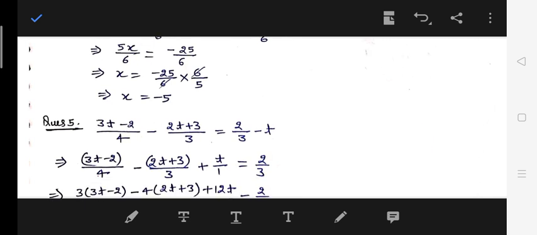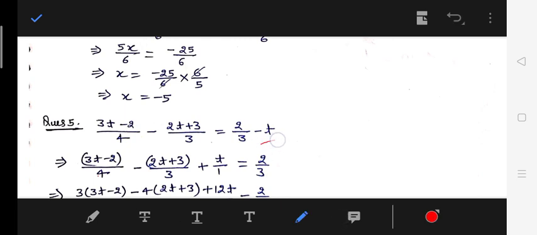Now I have written question number 5 here. In question number 5, (3t minus 2) by 4 minus (2t plus 3) by 3 equals 2 by 3 minus t. Now you need to transfer the variable term to one side. So here it is minus t. If I transfer it to the left side, it will be plus t. So it can be written as plus t upon 1.